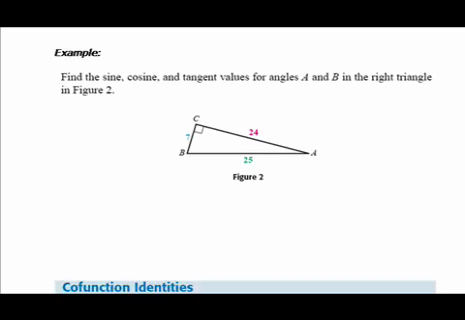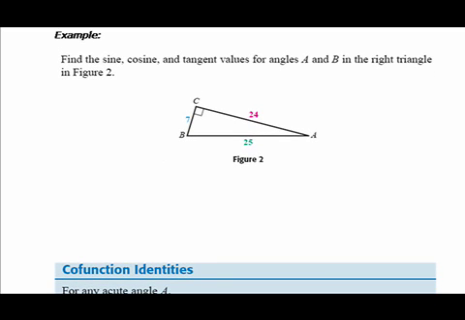Let's take a look at our first example. It says, given this situation, here we're given the 3 sides of this right triangle, 7, 25, and 24. Come up with the sine, the cosine, and tangent values for angles A and B. So on the left-hand side, let's come up with the sine of A, the cosine of A, and the tangent of A.